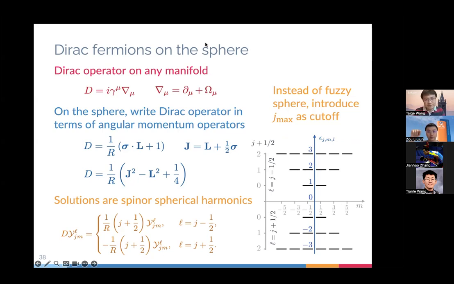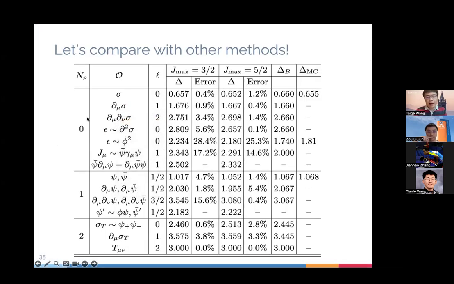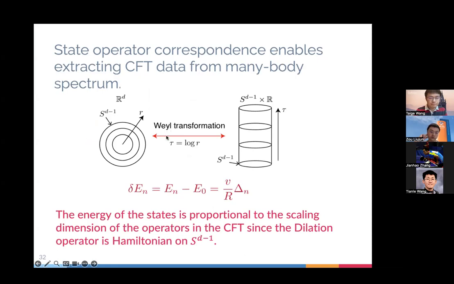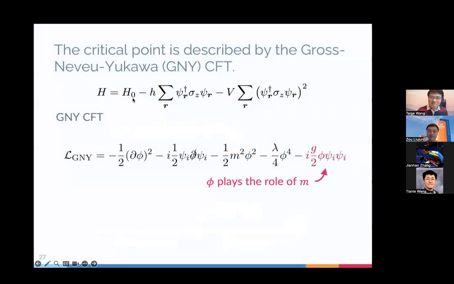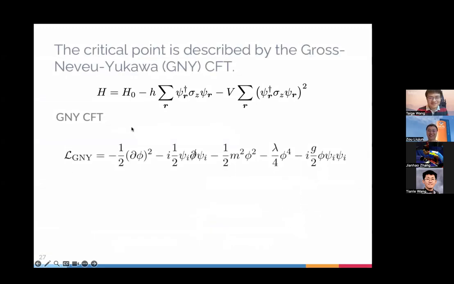Question: is omega mu the spin connection or the gauge connection? This is the spin connection. So you don't have a gauge field at the moment. No. So as I said, I studied a simpler version by coupling the Dirac fermions to a critical boson instead of a gauge field. That's easier. Then it's still a sphere, but it's not a fuzzy sphere. So we call it a non-fuzzy sphere. I will just call it a sphere.